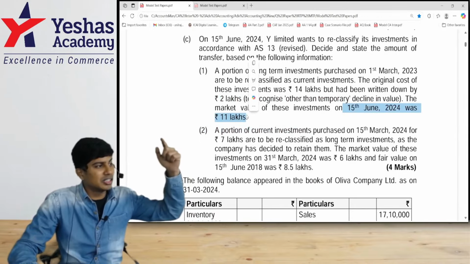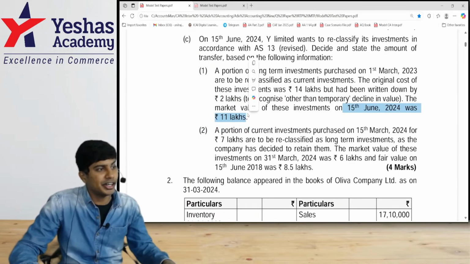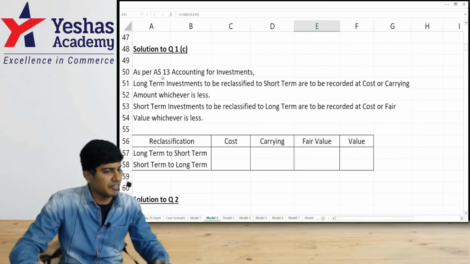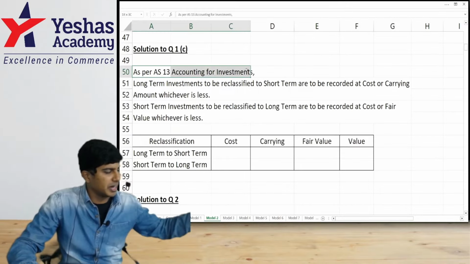When it is becoming long term to current, you should record it at what value? See, I've written the heading as per AS 13 Investments, two lines. One, long-term investments to be reclassified to short-term are to be recorded at cost or carrying amount, whichever is less. Long-term to short-term. Cost is told to be 14 lakhs and they've reduced it by 2 lakhs because of other than temporary decrease or permanent decrease.